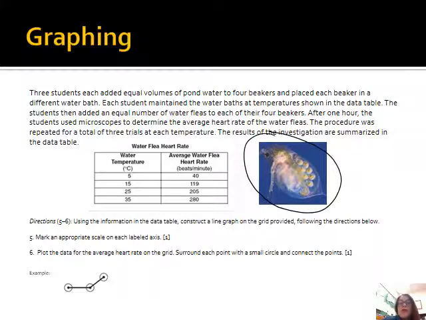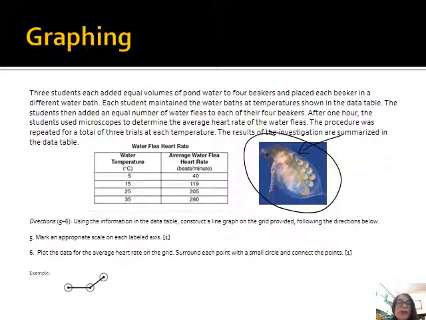Daphnia are used as a model for heart rate experiments because the Daphnia are transparent, and as you can see in our model here, we can see the beating of the heart. So we can change different environmental factors and see if they increase or decrease the heart rate.